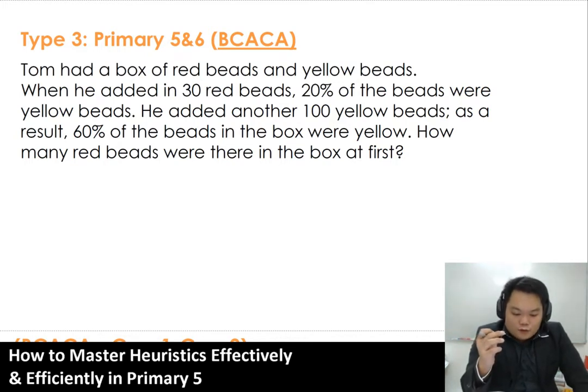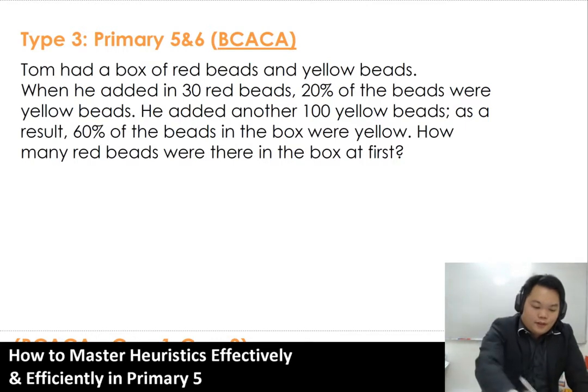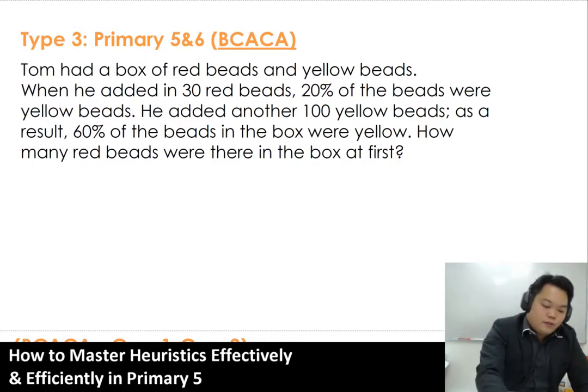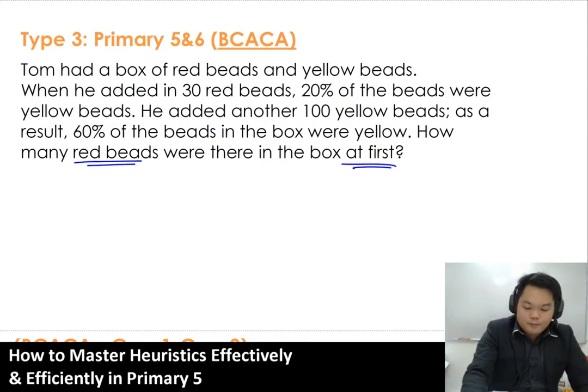Tom had a box of red beads and yellow beads. When he added in 30 red beads, okay, let me read out the whole question first before I analyze the problem. When he added in 30 red beads, 20% of the beads were yellow beads. He added in another 100 yellow beads, and as a result, 60% of the beads in the box were yellow. How many red beads were there in the box at first? So you want to find red beads at first.